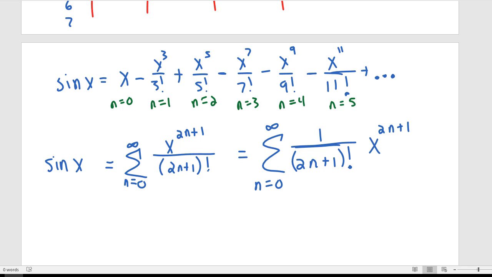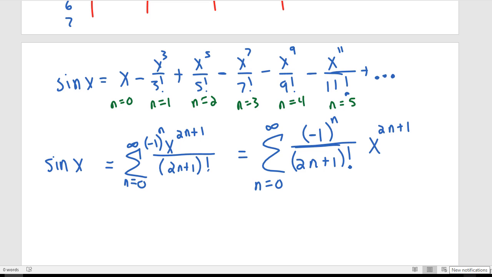Ooh, hang on, I have a mistake here. This is an alternating series, so I need an alternating term here. There's my alternating term. When n equals 0, I get negative 1 to the 0, which is positive x. When n equals 1, I get negative 1 to the 1, which is negative x cubed. So I forgot my negative 1 to the n term. So for the sine function, the coefficients are negative 1 to the n over 2n plus 1 factorial.